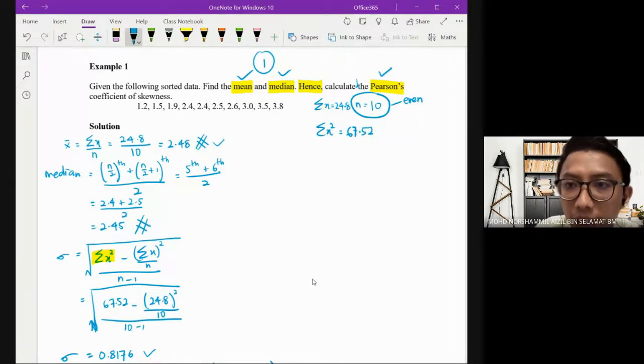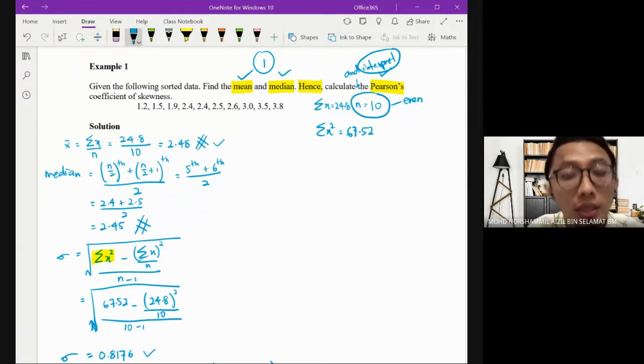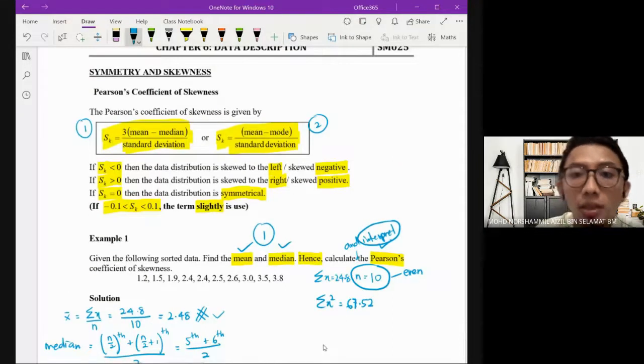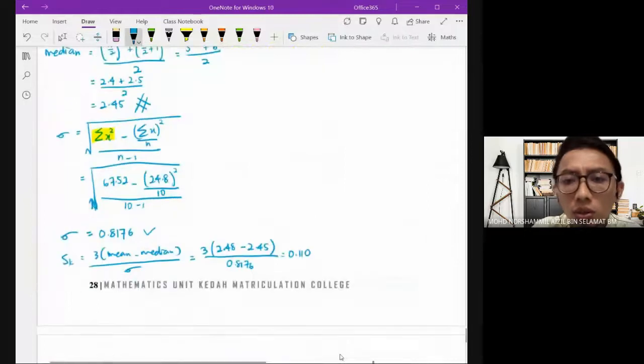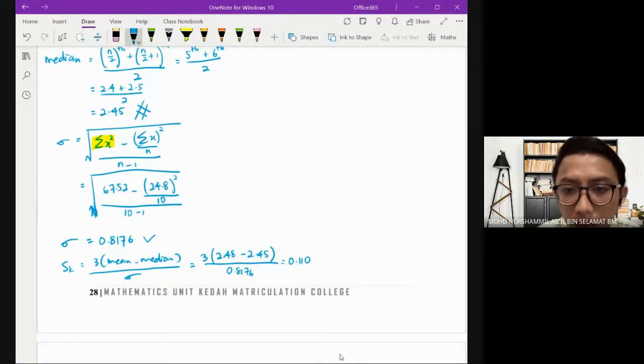Let's say I want to add on a question: calculate and interpret. What does it mean by interpret? We want an interpretation. This is what we call the interpretation. It means we look at the value: skewed to the right, skewed to the left, positively skewed or negatively skewed, almost symmetrical, whatsoever. So take a look at the value. Please interpret for me the data distribution.